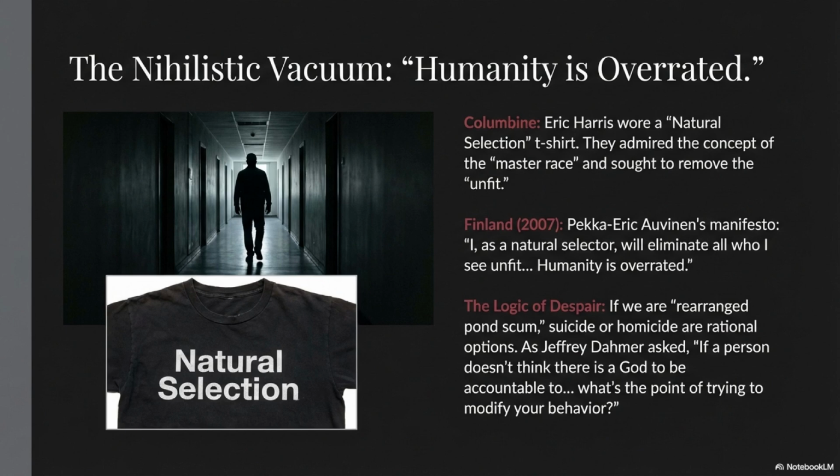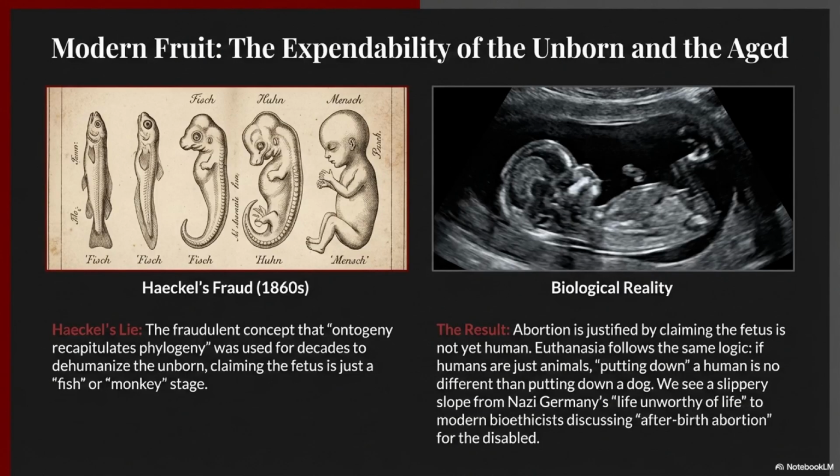So the argument is about consistency. Yes. These young men believed that in nature, the strong dominate the weak. So they thought, why shouldn't they do the same? They felt they were acting consistently with how the world actually works. It's a twisted application for sure, but the source argues the logic holds up if you first remove the moral absolute that human life is sacred. Exactly. And that brings us to the bioethics section of the material, abortion and euthanasia.